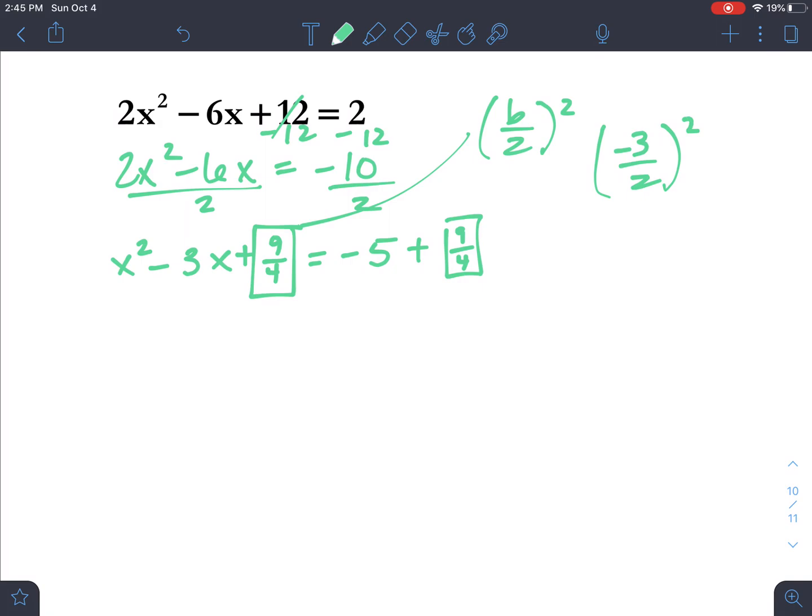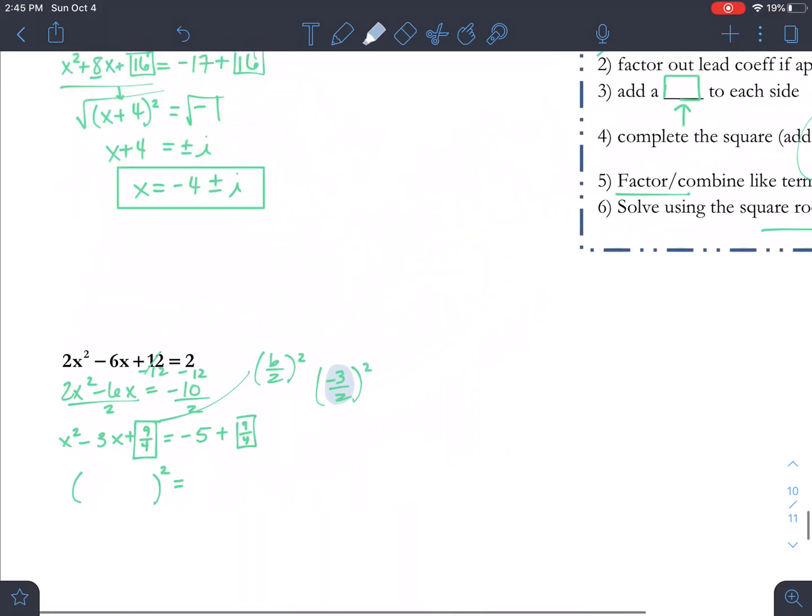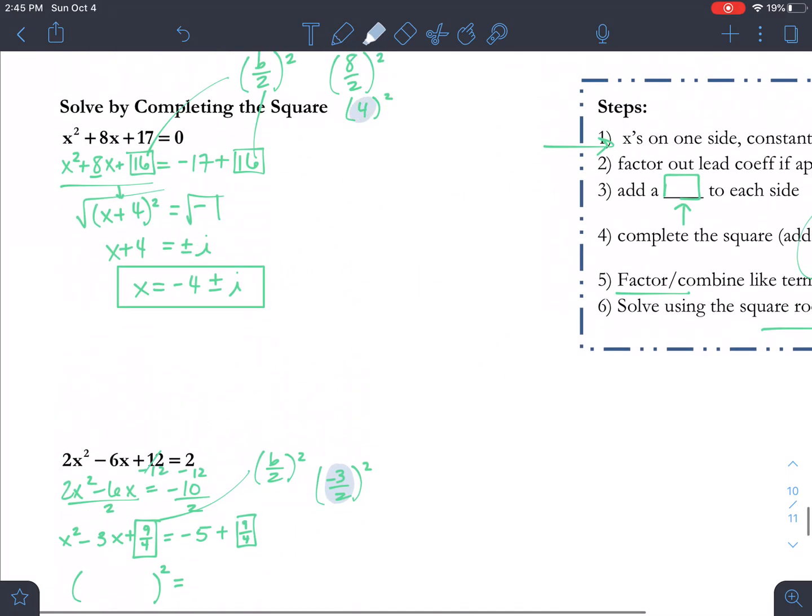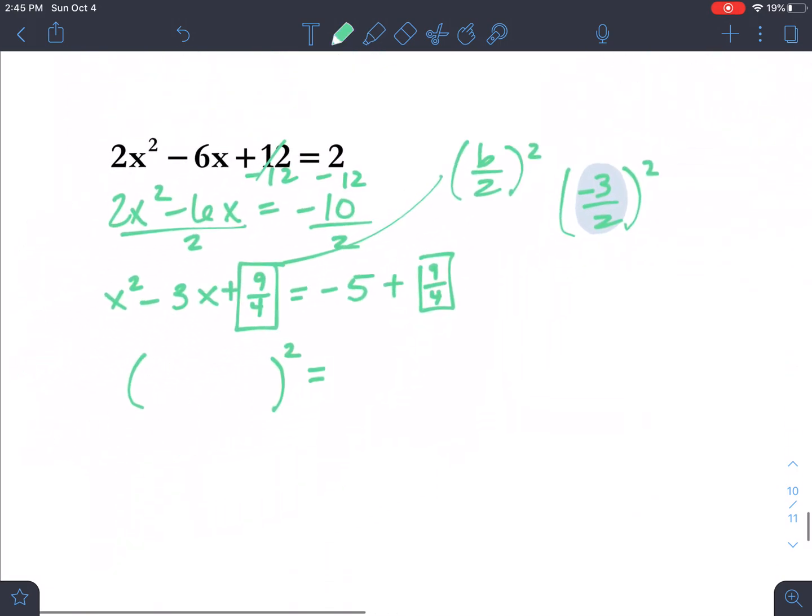And again, after that step, we're supposed to factor. So if you look at this and you're like, what 2 things multiply to 9/4 and add to -3? I'll kind of ruin it for you guys. It's basically whatever b over 2 was. That actually happened up here too, right? b over 2 was 4, so I had x plus 4. So before you square it, that's actually giving away what goes right here.